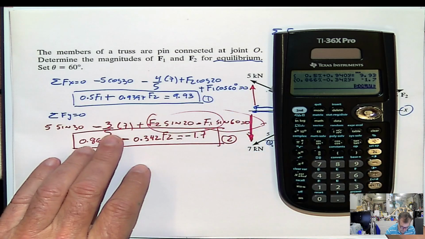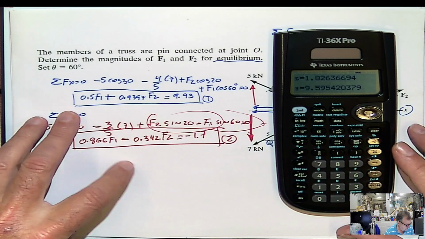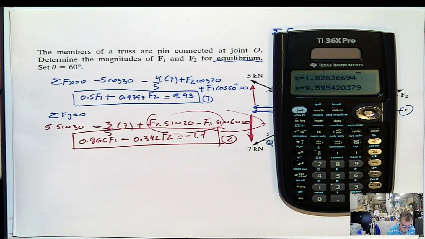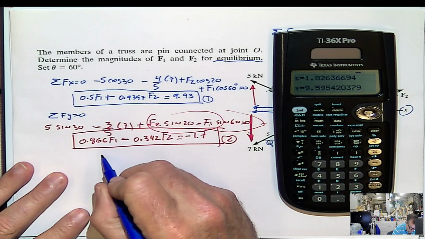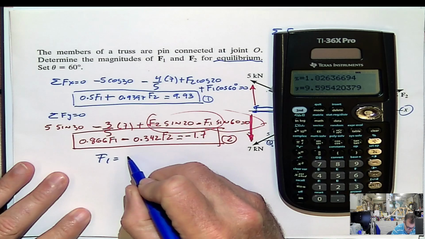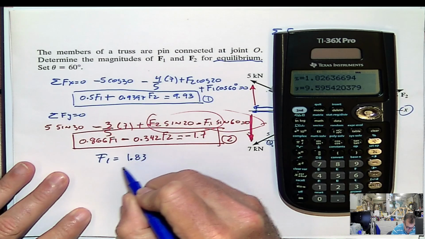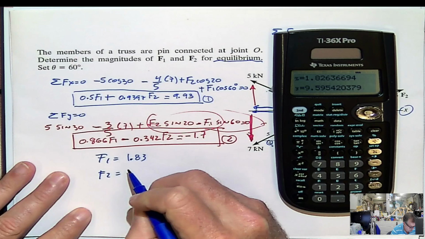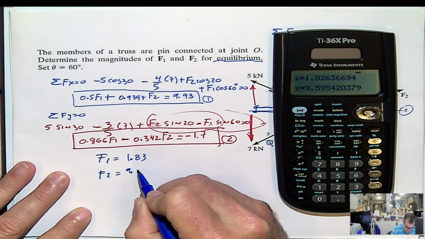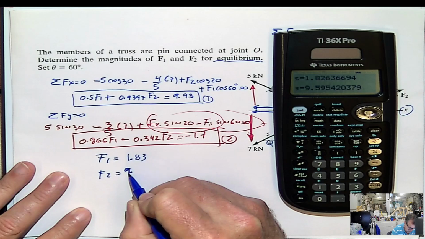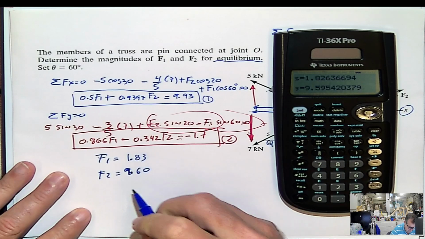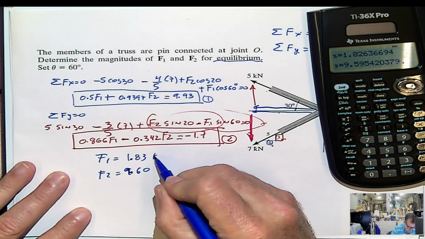Check it one more time. And those will be the values for our equations, where the first one, remember, we call it F1. So F1 will be equal to 1.83, and F2 equals 9.60, and the units are kilonewton for each one of them.